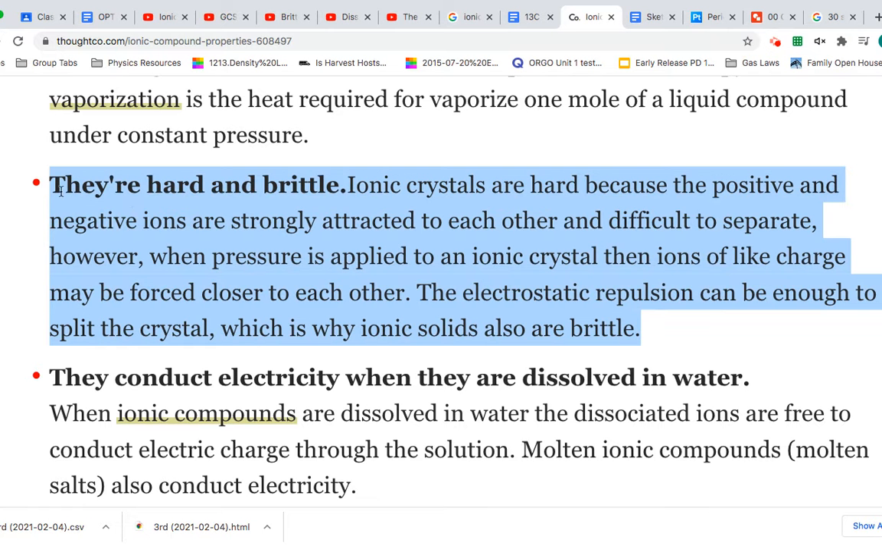Can you read this sentence starting with they're hard and brittle? Sorry, this paragraph. Ionic crystals are hard because the positive and negative ions are strongly attracted to each other and difficult to separate. However, when pressure is applied to an ionic crystal, then ions of like charge may be forced closer to each other. Those electrostatic repulsions can be enough to split the crystal, which is why ionic solids are brittle.